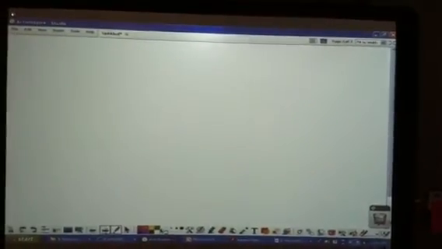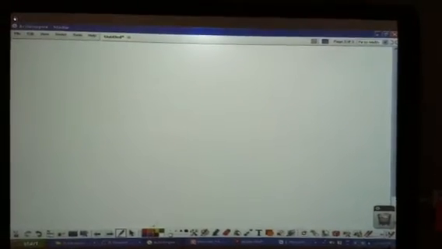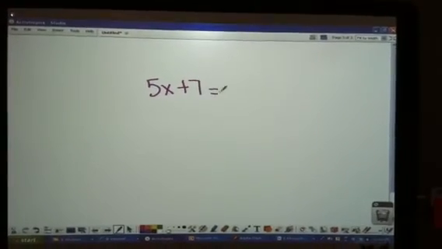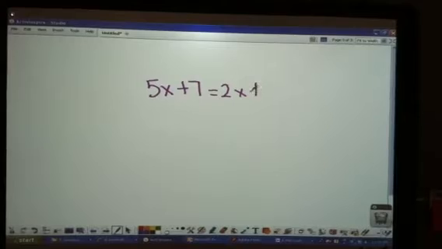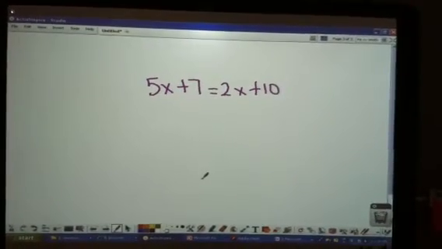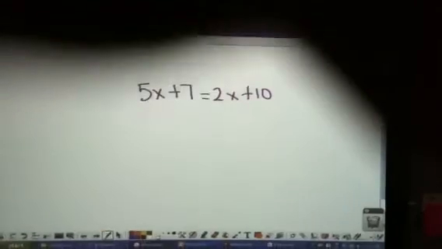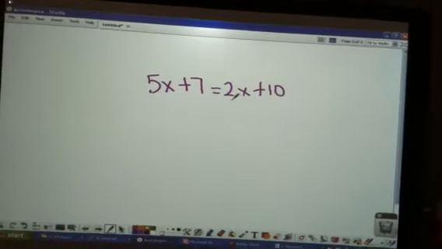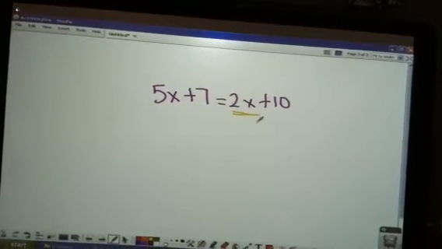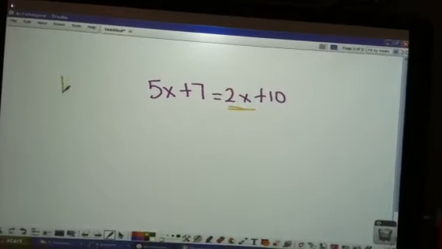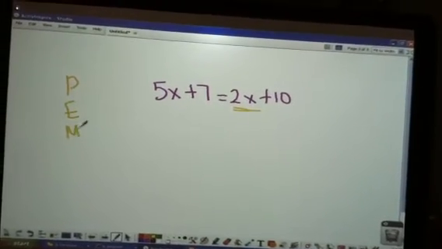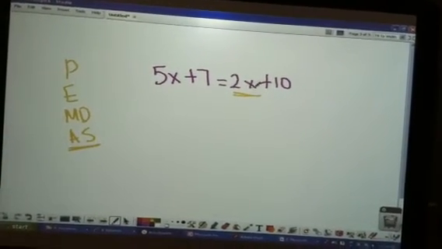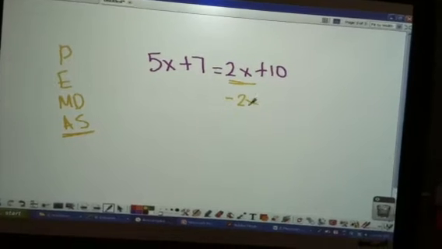Our last example, we have 5x plus 7 equals 2x plus 10. Our first step here is we need to get all the x's on one side. Now it doesn't matter which side you choose, but I like to make sure that my x's are positive, so I'm going to move my 2x to the left-hand side. And just like with using the opposite order of operations, or backwards order of operations, we need to first add or subtract. The 2x is being added, so we need to subtract from both sides.